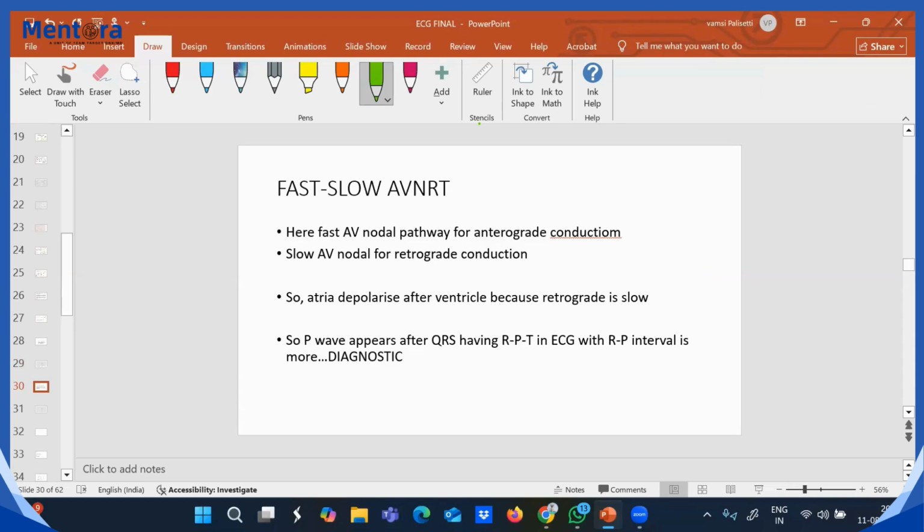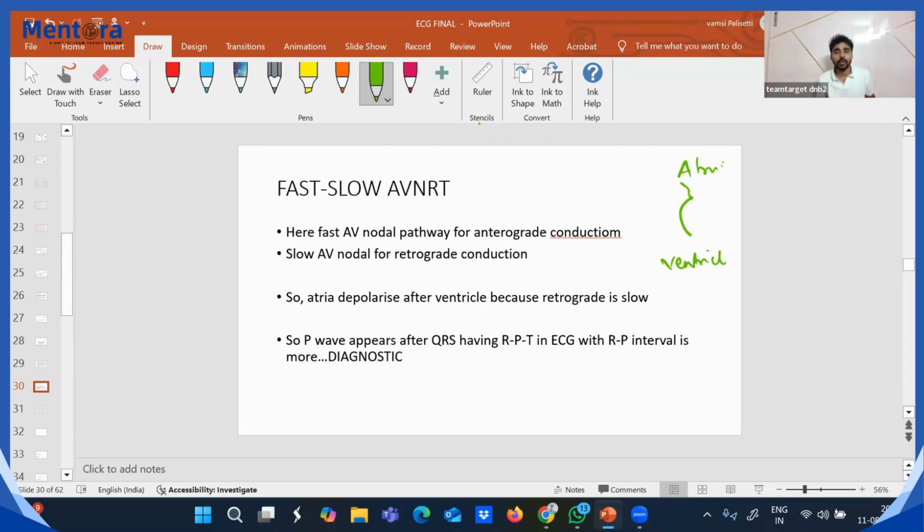Right. And the next thing is fast-slow AVNRT. So what is happening here? We'll see here. Again here it's the atria, and again here it's the ventricle. From the atria, the impulse is coming into the AV node. Right. To the ventricle it is going fast. To the atria it is going slowly.